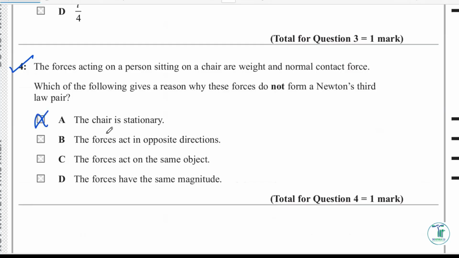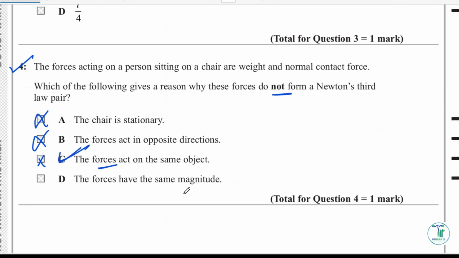The forces are acting in the opposite direction. Whenever Newton's third law pair forces are acting, the forces must act in opposite directions. This is not the reason either. The forces act on the same object. Well, that is right. Remember that for the Newton third law pair, the forces must act on different objects. So this kind of forces are not going to form the Newton's third law pair. So this is the right answer.